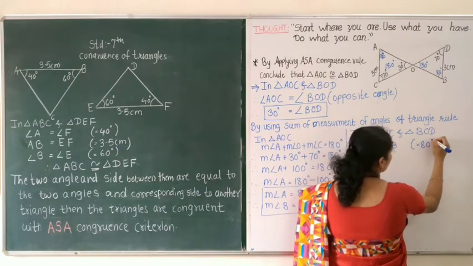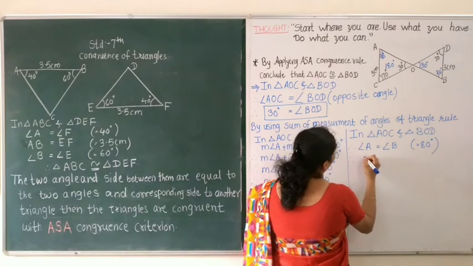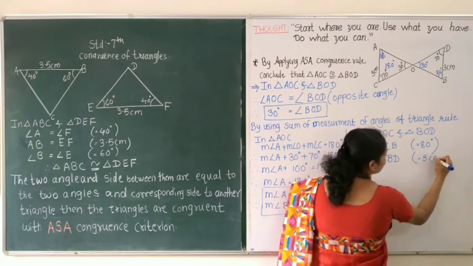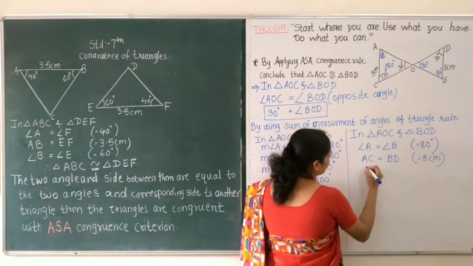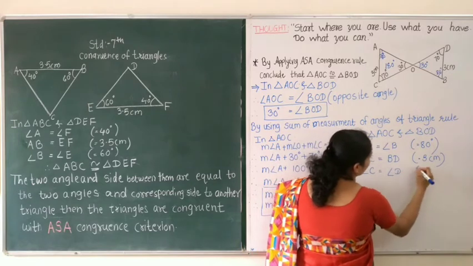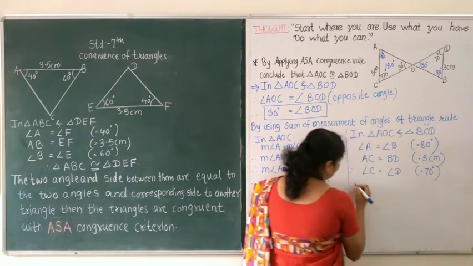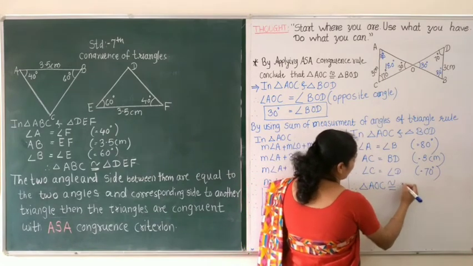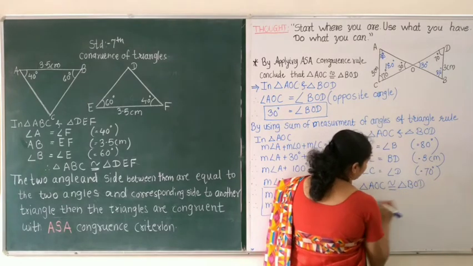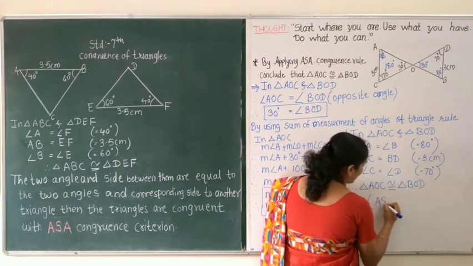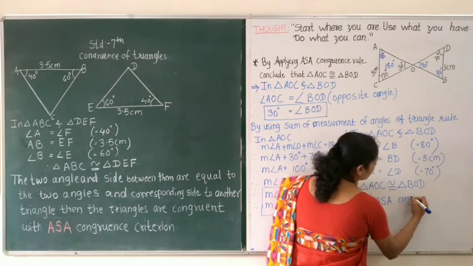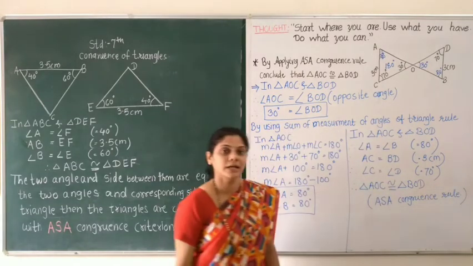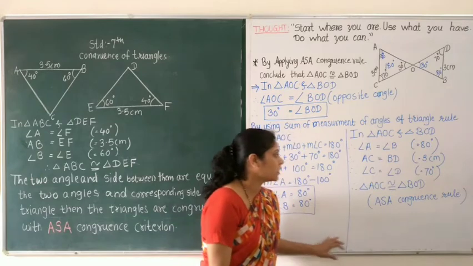Is equal to 80 degree. As like that, AC is equal to BD. What is the result? 3 centimeter. Same measurements. Then angle C is equal to angle D. What is the result? 70 degree. So therefore, triangle AOC is congruent to triangle BOD by using the ASA congruence rule. Okay, so as like that, we have to solve this example.